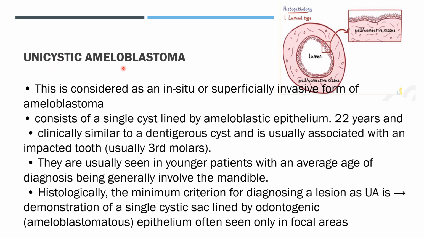Coming to the unicystic ameloblastoma, this is considered an in situ or superficially invasive form of ameloblastoma. It consists of a single cyst lined by ameloblastic epithelium. It usually occurs around the second decade, is clinically similar to the dentigerous cyst, and is usually associated with an impacted tooth, usually third molars. They are usually seen in younger patients with an average age of 22 years, generally involving the mandible.